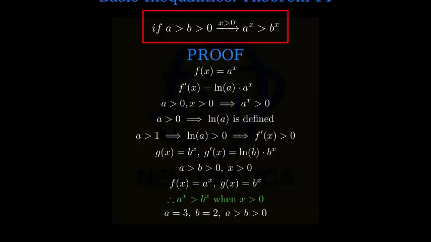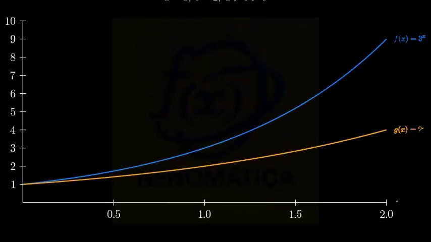If we plot the functions f of x equals 3 to the power of x and g of x equals 2 to the power of x, we can see that for all x greater than 0, the curve for 3 to the power of x always stays above the curve for 2 to the power of x. This confirms our theorem visually. Now, let's look at our second theorem.